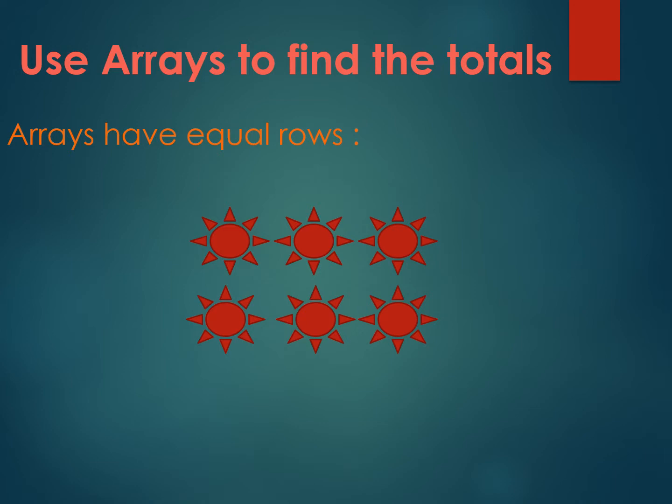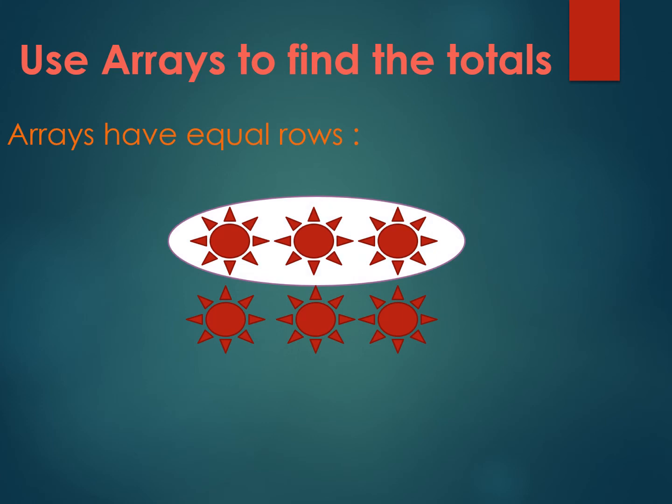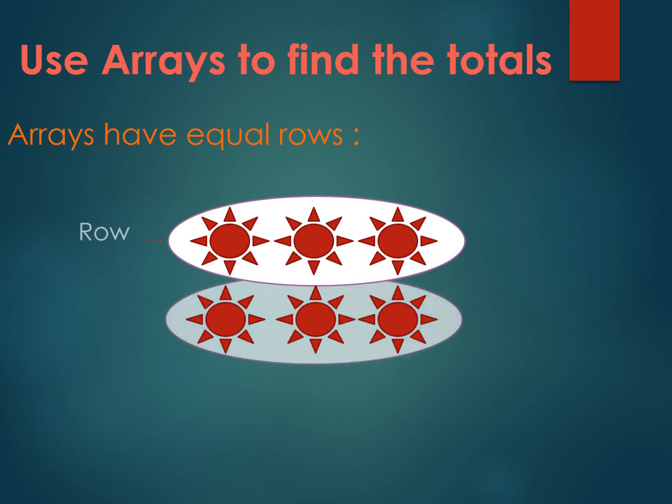What are the rows? Look, boys and girls, at the picture. This is row. And this is the second row. So the row is like straight line of items. And arrays have equal rows. Row number 1 has 3 items and row number 2 has 3 items too.